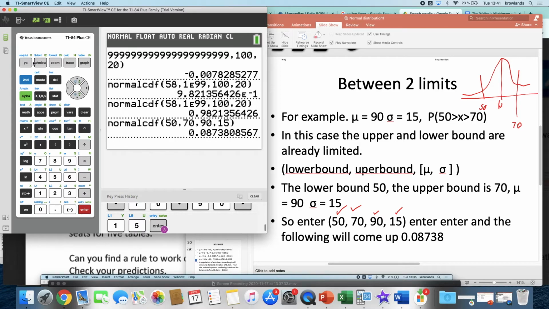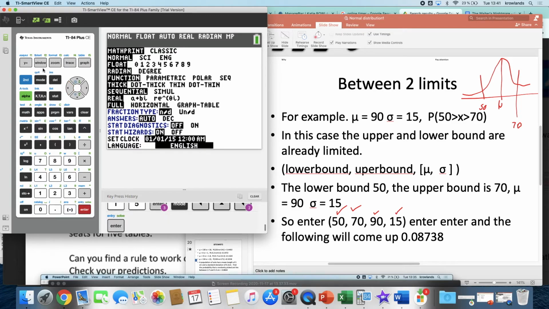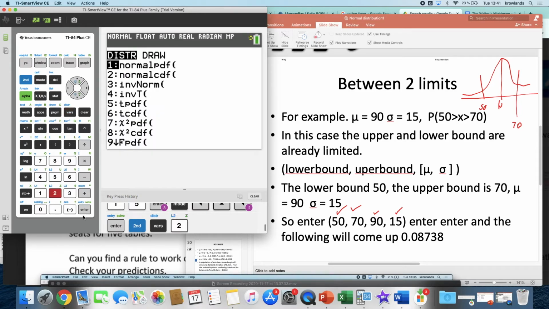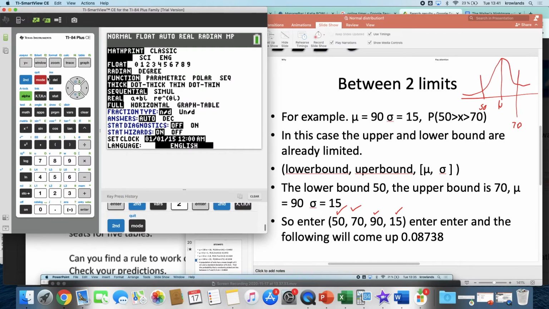If you weren't to use classic mode on your calculator, this is how it would look. So let's go back onto Maths Print, select that, click Enter. Now what we're going to do is go back into the distribution menu. We're going to go into the CDF menu. We're going to press Enter. And there you would have to type in the numbers one by one. So you have to remember which numbers you're calculating. This is why I think it's much easier if you change your mode to classic.